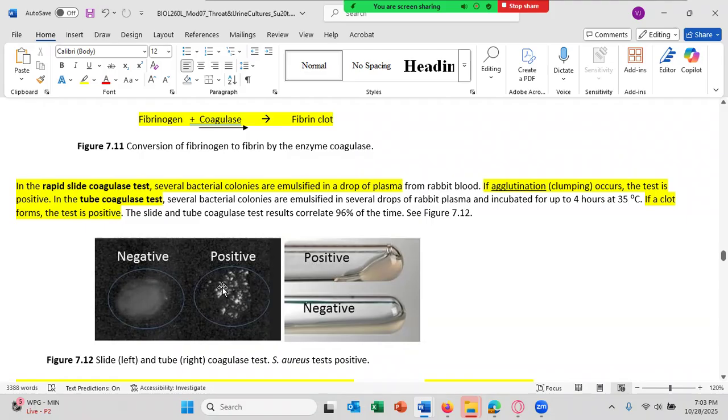You can also do the tube test, where you have the plasma in the tube, which is a liquid, and then you put in the bacteria. If the bacteria produce the enzyme coagulase, you get a clot, which is shown in the first slide here, the positive. And if it's coagulase negative, the tube will continue to be liquid. Any question about any of that? So positive and positive, negative and negative.